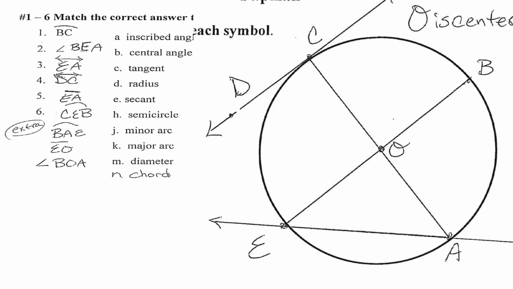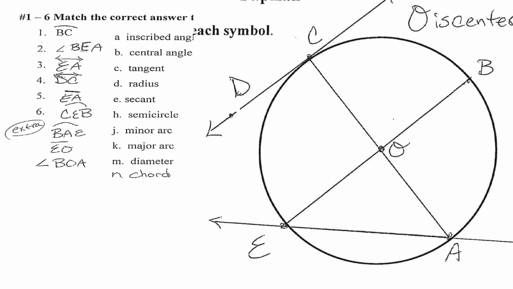I was trying to do a highlight there. Okay, B to C, right there. So that's an arc. Anything that's curved is going to be an arc. And if it's less than halfway around the circle, that is a minor arc. So that would be minor arc, or number 1. All right, number 2, angle BEA.